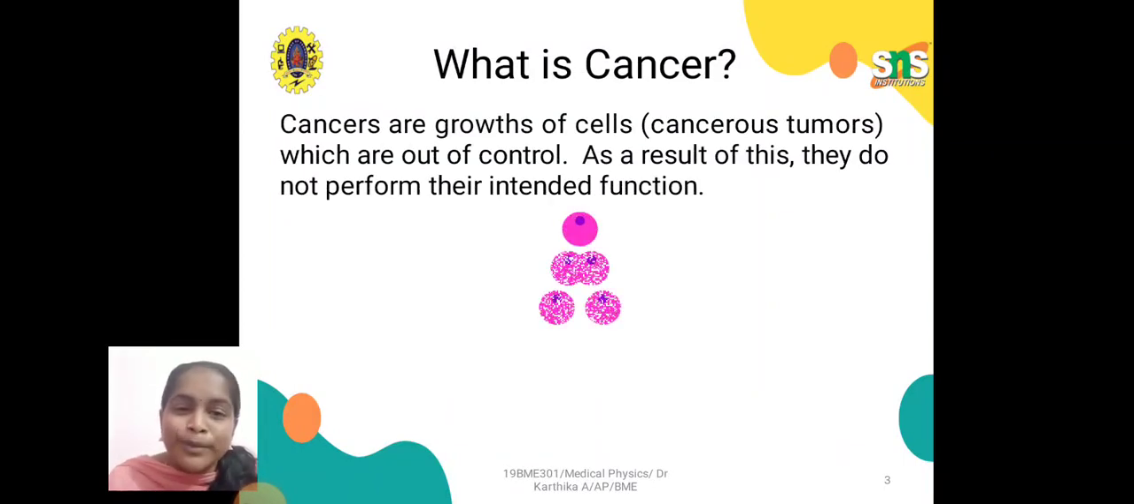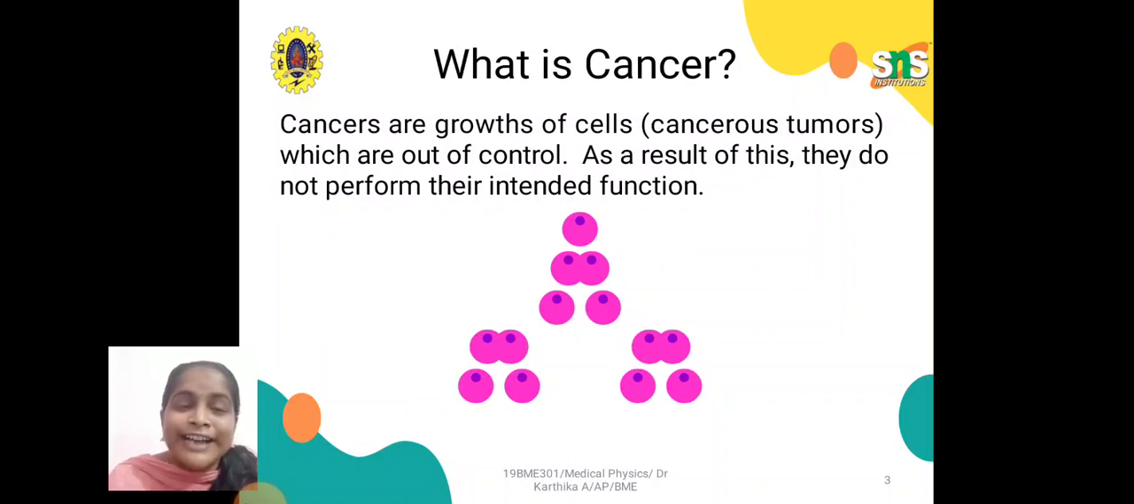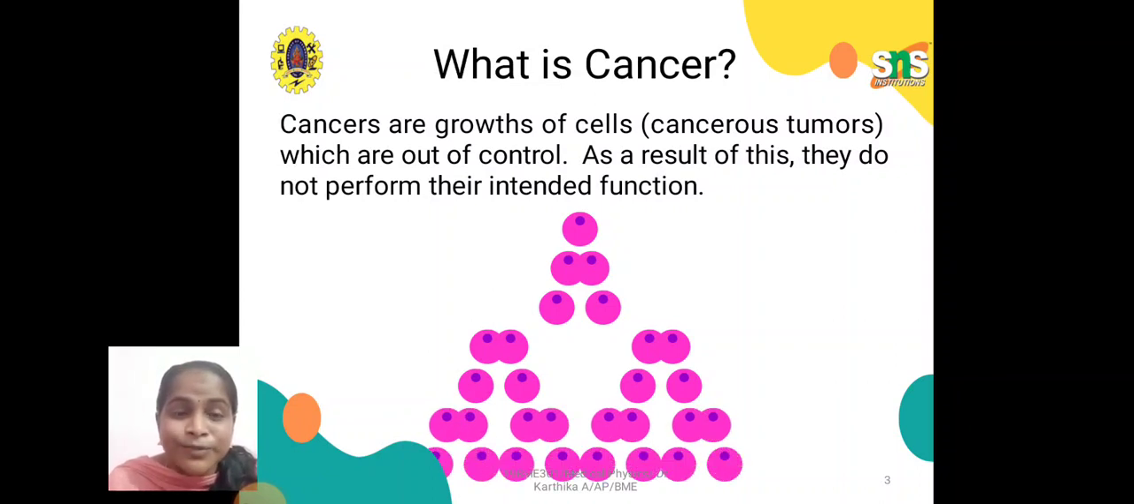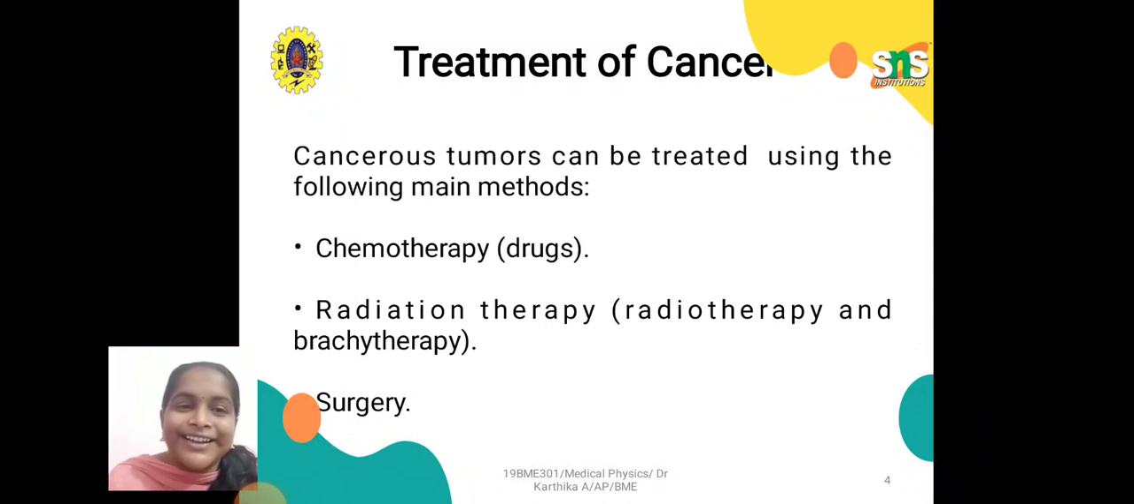First of all, what do you mean by cancer? We know that cancers are growths of cells, cancerous tumors which are out of control. As a result of this, they do not perform their intended functions. See this picture, it clearly shows the cancer cell formation in the human body. While moving into the treatment of cancer, we consider chemotherapy by using drugs, and radiation therapy. In this we have two types, radiotherapy and brachytherapy, and the third one is surgery.